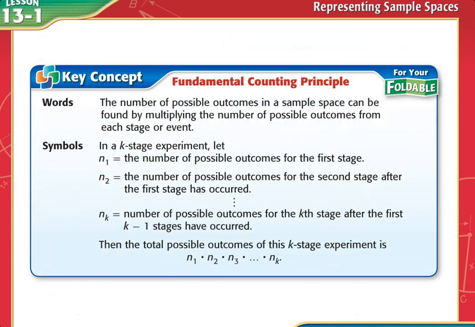Okay, fundamental counting principle. The number of possible outcomes in the sample space can be found by multiplying the number of possible outcomes from each stage. So, in the previous problem, we multiplied the 3 dressings times the 2 cheese, no cheese, times the 2 turkey, no turkey, times the 2 egg or no egg. And that gave us the total. We knew that there would be 24 possible outcomes in that sample space.